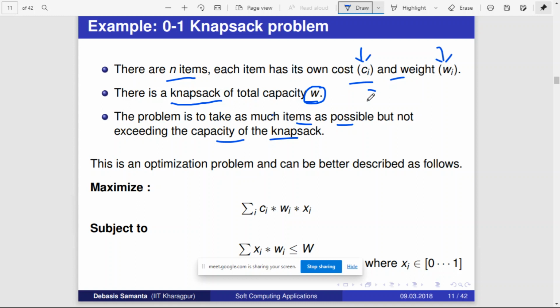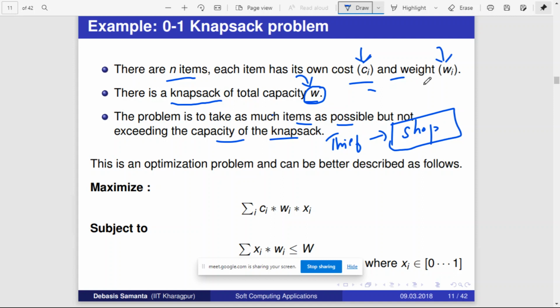This can be better expressed through a problem. Assume that a thief has entered a shop. The thief has a knapsack, that is a bag, and the bag has a capacity, that is, it can hold only the weight of W. It cannot hold anything beyond that. And the shop contains several items. The cost of each item is Ci, and the weight of each item is Wi.